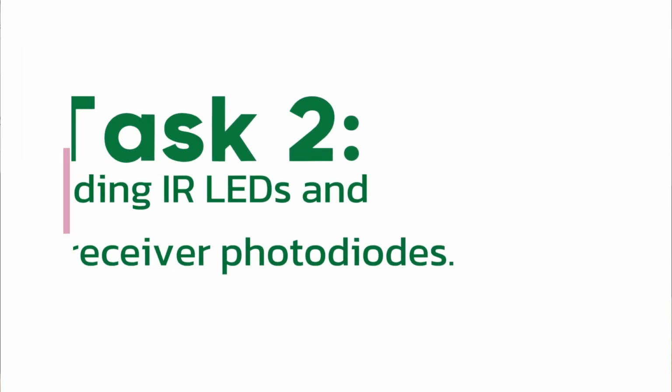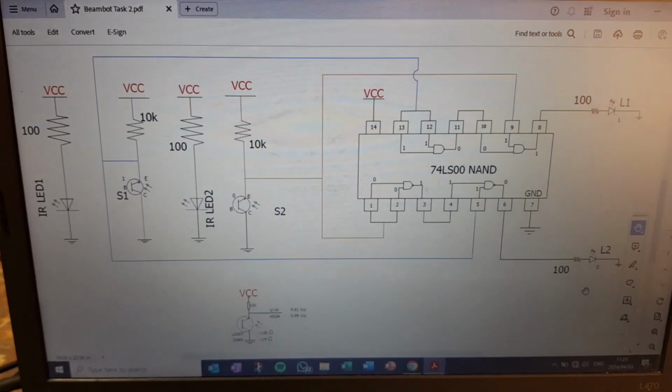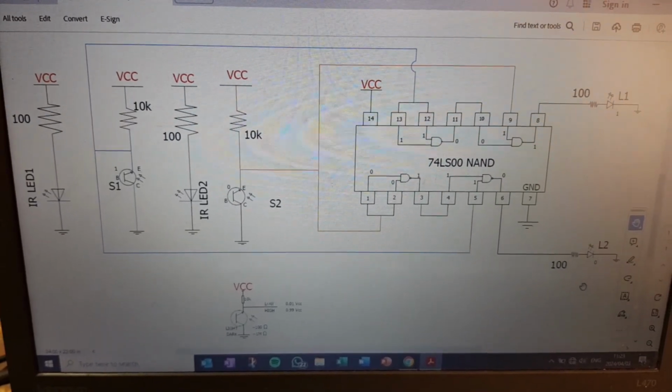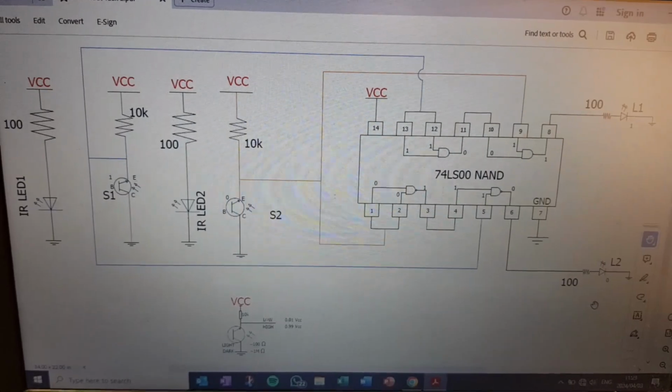For task 2, we will only replace the wires that we use for switches as the inputs in the previous task with the IR LEDs and the infrared photosensors. So what you'll notice is that the quad NAND and the LEDs for the output all remain the same because the logic should not change, but we just want to replace the inputs.